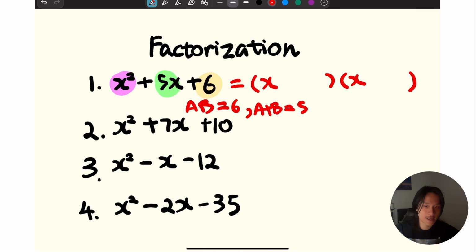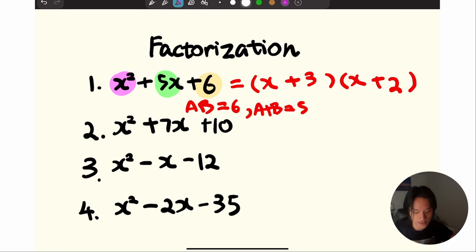Well, we can say 3 times 2, that is 6, and 3 plus 2, that is 5. So our factorization is just x plus 3 and x plus 2. So that's very good. Now let's do the same thing for our second question.